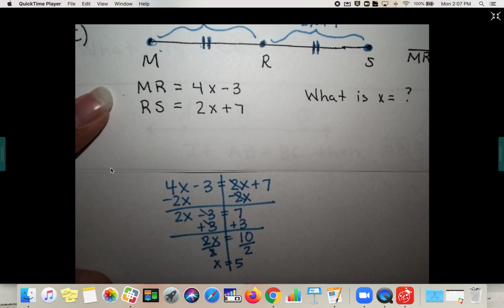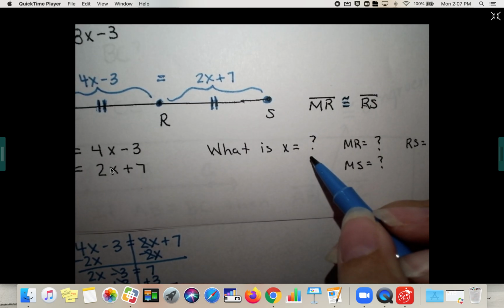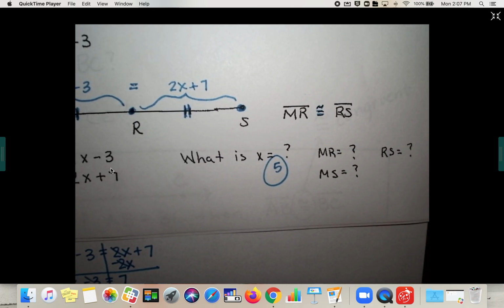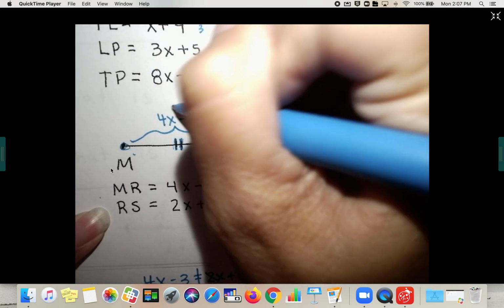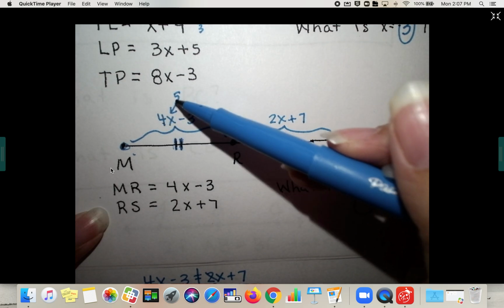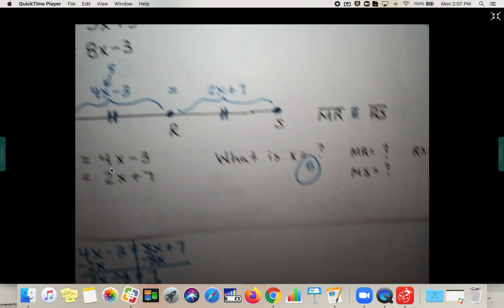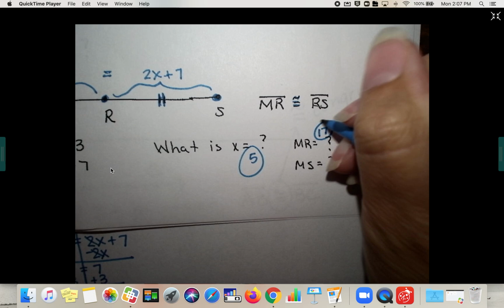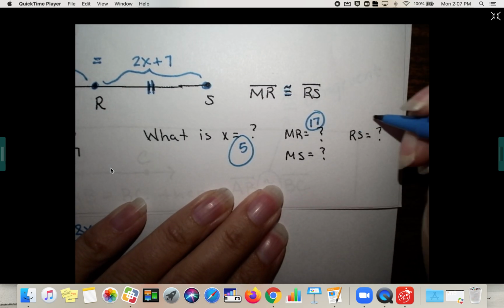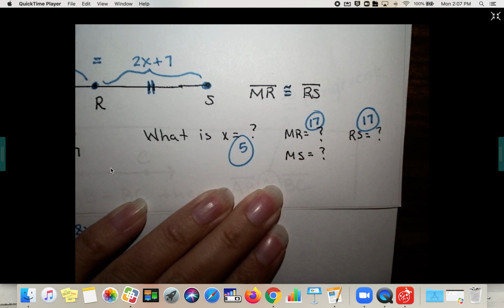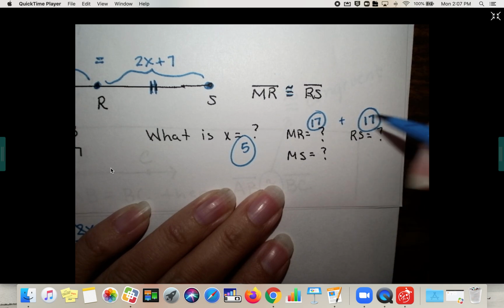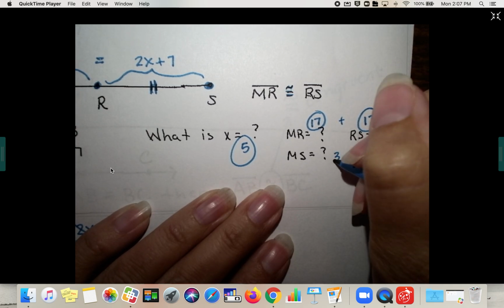Okay, so since x equals 5, it wants to know what x is. So that's 5. It wants to know what MR is, so let's go plug in 5 for x and see. 4 times 5 is 20, minus 3 is 17. So MR is 17. We don't have to do the math on RS because if RS is congruent to MR, then that means they are both 17. And the entire distance from M to S is 17 plus 17, which is 34.